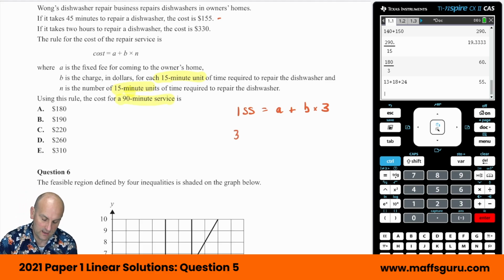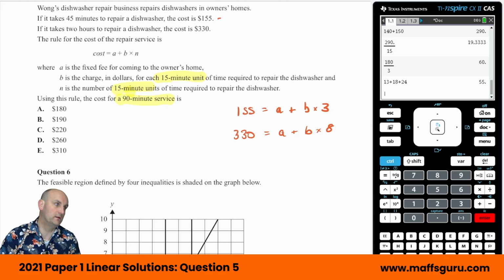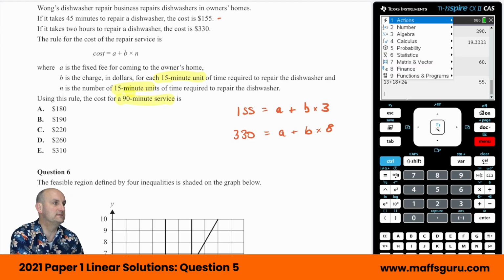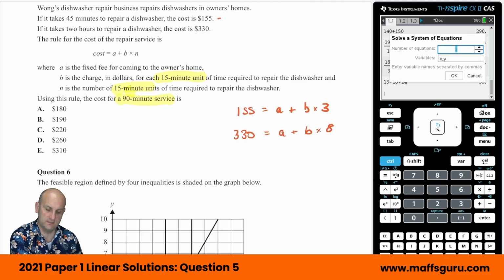The next one is 330 is equal to A plus B. Again, we don't know those values, but we know that it takes 2 hours to repair. Now, how many 15 minutes are in 2 hours? It's 8. So I have 2 equations. What am I going to do? I'm going to fire up my calculator and get it to solve it. So, solve system of linear equations.